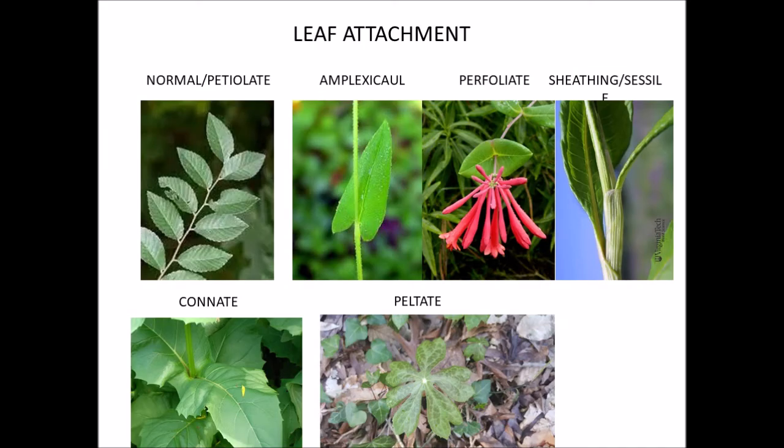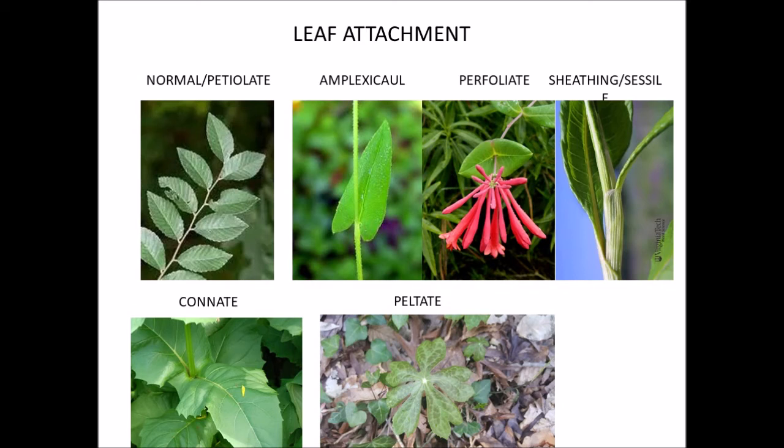Leaves might be attached normally, so the normal petiole or leaf stalk attaches to the stem. And amplexicaul, where the leaf is sessile, directly attached to the stem, and the leaf base kind of curls around the base of the stem. Perfoliate is where the leaf base completely surrounds the stem, so it's like the stem has gone through the leaf. Sheathing is where you have a leaf forming a sheath at its base around the stem.